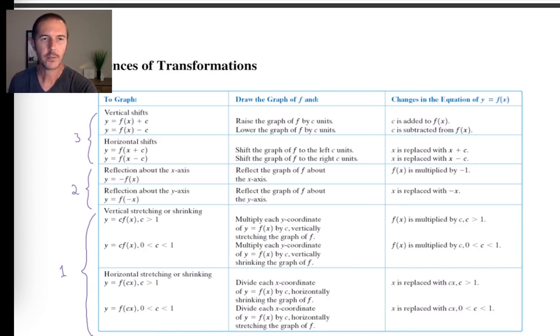And I put these brackets and numbers on the left-hand side because this is the order in which I recommend you do your transformations. Do your horizontal and vertical stretching first. And then, if there are any negatives in there that cause you to reflect over the x or y axis, do those reflections second. You could interchange numbers 1 and 2, but you definitely don't want to do those after doing number 3. You want your vertical or horizontal shifts to happen last.